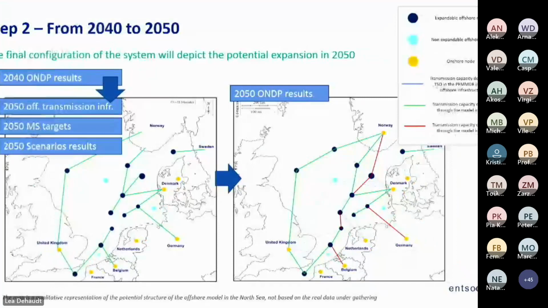Next slide. The 2040 results will then be the base for the 2050 modeling run. This will allow us to understand how the evolution of the offshore system will happen from one time frame to the other. This is why the ONDP 2040 results will then feed into the 2050 starting grid, composed of the 2050 offshore transmission infrastructure, the member states targets, and the scenario results, in order to understand what comes on top of the results obtained for the 2040 model. And again, here we get either confirmation of what we got in the 2040 modeling run, or further expansion to further optimize the system in light of the increased generation capacities to be foreseen.